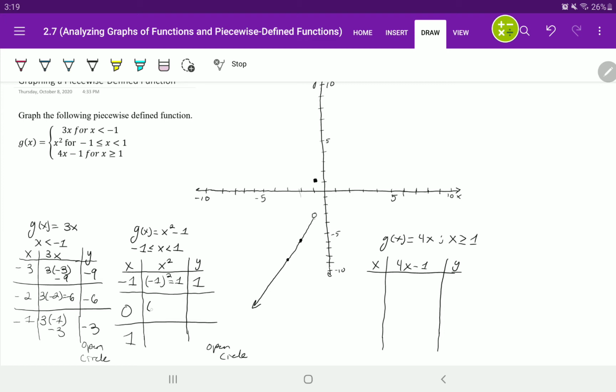Then we're going to plug in 0. 0 squared is 0. Coordinate of 0, 0, which is going to be at the origin. And then the next one is going to be 1. So plug in 1 here. 1 squared is 1. And remember, this is a squared function, so it makes a parabola shape, a U shape. But remember, because 1 cannot be less than 1, it's going to be an open circle, which I made a mistake and didn't put, but I put it there now.